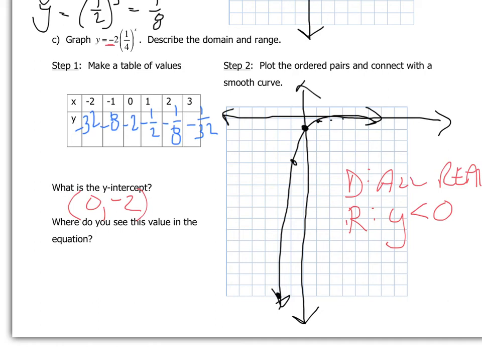So we talked about how the exponential functions are y equals ab to the x power. This a value is going to be your y-intercept. And that's where we'll see that in all these exponential functions.